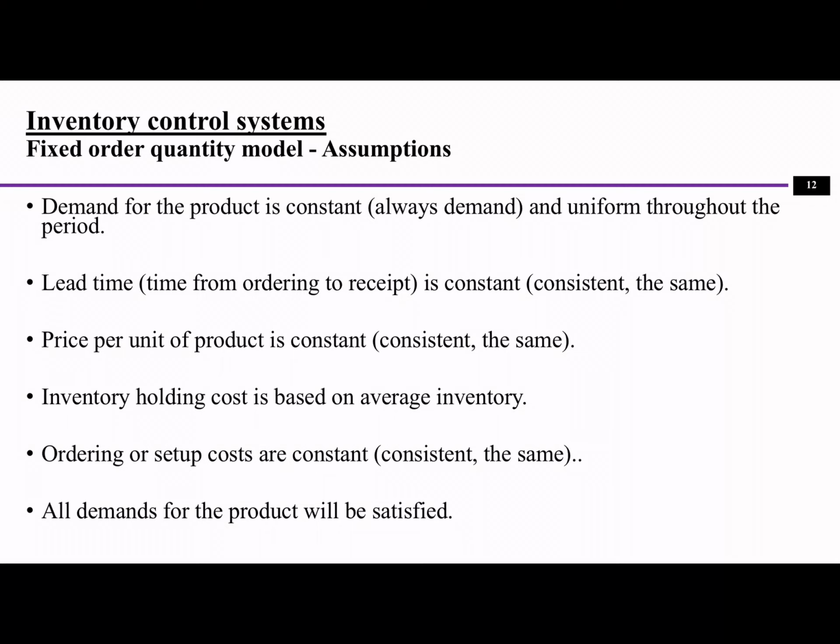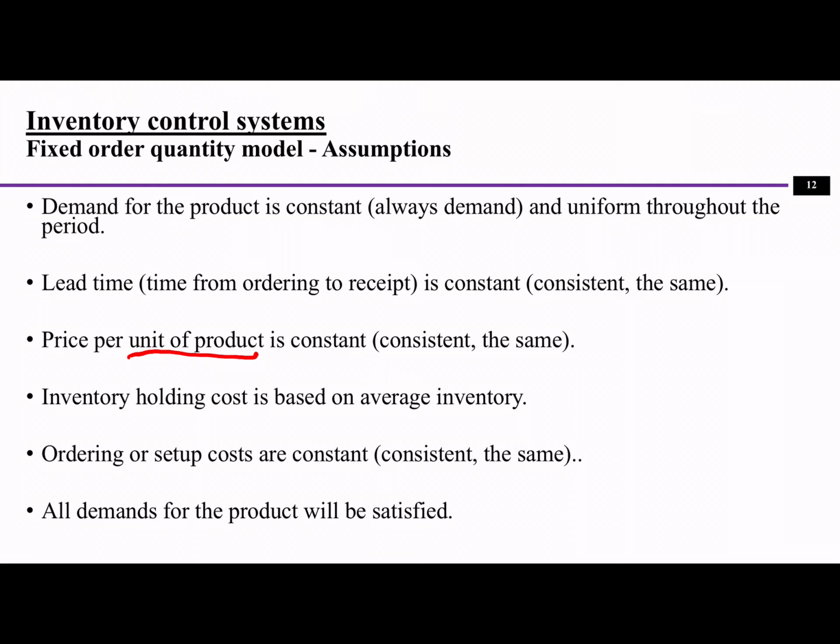And also the lead time has to be constant, from ordering the material to the time when we receive it. The unit of the product has to be constant. I mean, the product here means the raw material we are ordering. And the inventory holding cost is based on an average inventory. As I discussed before, the inventory of that material is always changing because it's being used and also refilled, so it has to be an average value. And also the ordering and setup cost has to be constant, always the same.